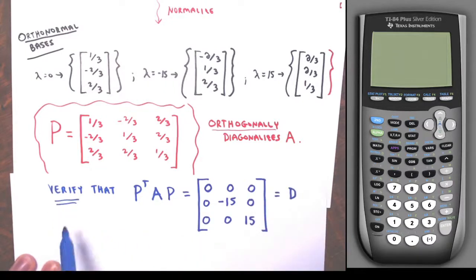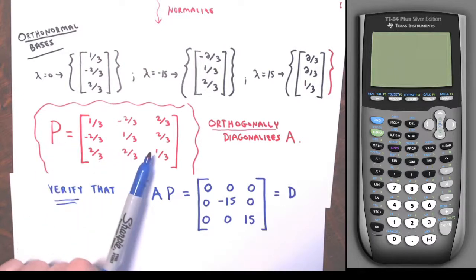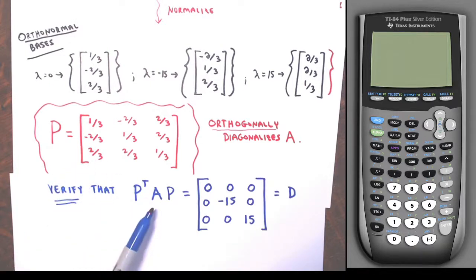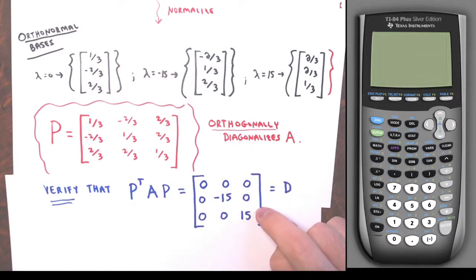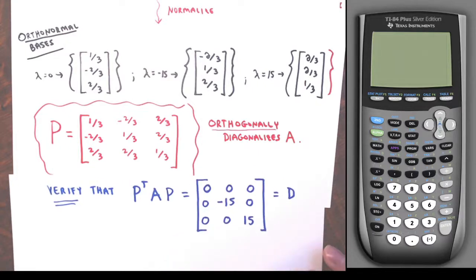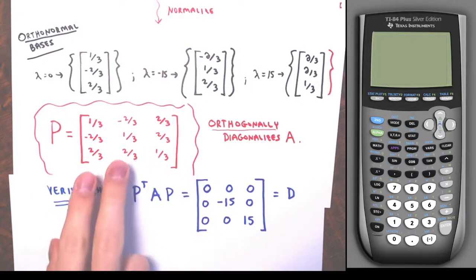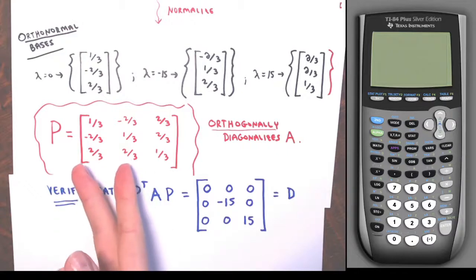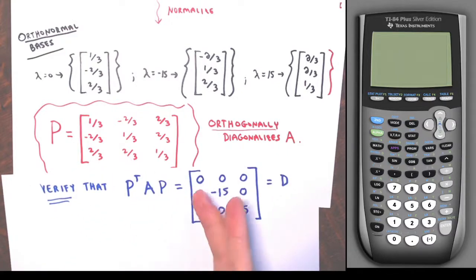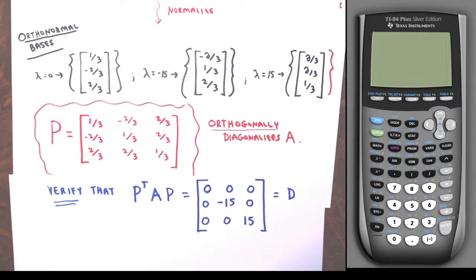You can verify this, right? Do it yourself. Punch the original matrix A in your calculator, and then do this transpose times A times this, and see if you get this matrix back, this diagonal matrix with 0, negative 15, and positive 15 down the main diagonal. And if you were to switch the order of the columns, say switch the first and second column, all that would do is switch the first and second eigenvalue down the main diagonal. If you just switch the order of the columns, it'll just switch the order that the eigenvalues come in down the main diagonal.